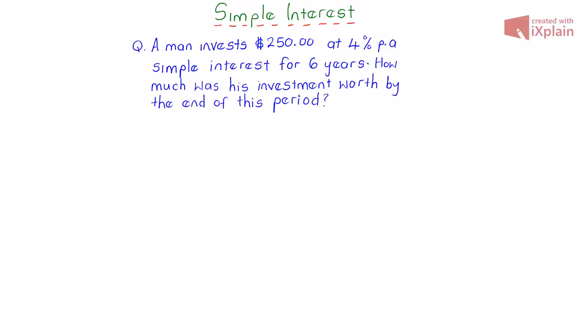Let us look at this question, which involves us calculating simple interest. It's saying a man invests $250 at 4% per annum, simple interest, for 6 years. How much was his investment worth by the end of this period?